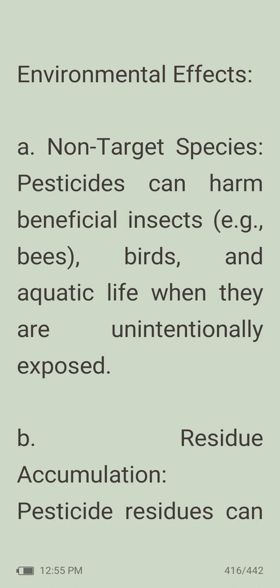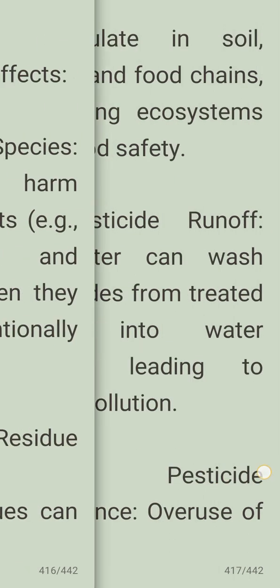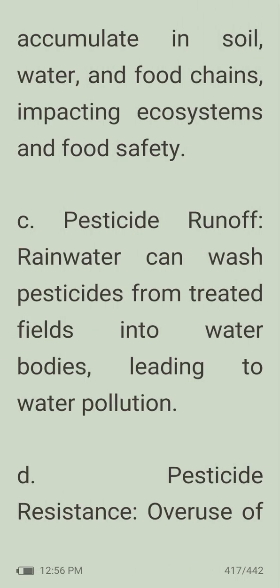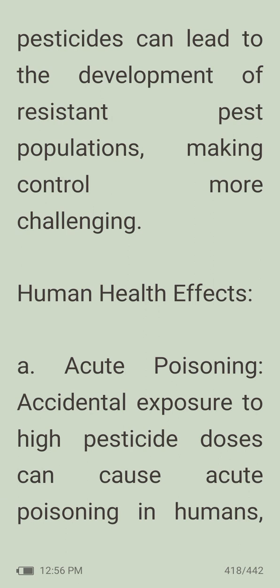Environmental effects: non-target species. Pesticides can harm beneficial insects, birds, and aquatic life when they are unintentionally exposed. Then residue accumulation. Pesticide residues can accumulate in soil, water, and food chains, impacting ecosystems and food safety. Then pesticide runoff. Rainwater can wash pesticides from treated fields into water bodies, leading to water pollution. Then pesticide resistance. Overuse can lead to pesticide resistance in pest populations, making control more challenging.